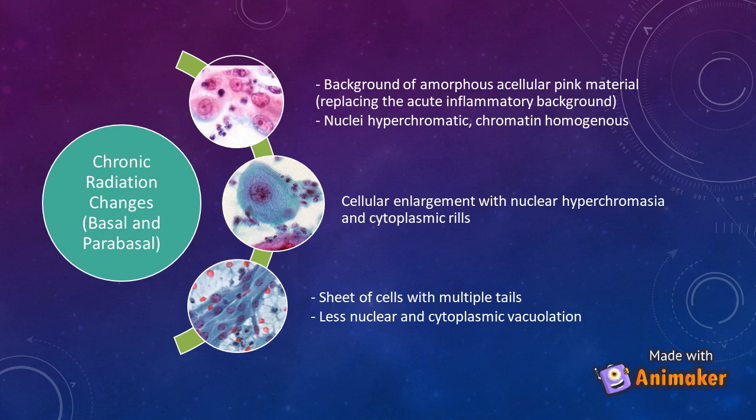In the chronic radiation changes involving basal and parabasal cells, we can see a background of amorphous acellular pink material replacing the acute inflammatory background, nuclei hyperchromatic and chromatin homogeneous. Next, we can see cellular enlargement with nuclear hyperchromasia and cytoplasmic rills. Sometimes we also can see sheets of cells with multiple tails, and less nuclear and cytoplasmic vacuolation.